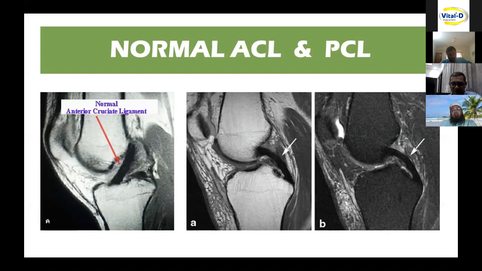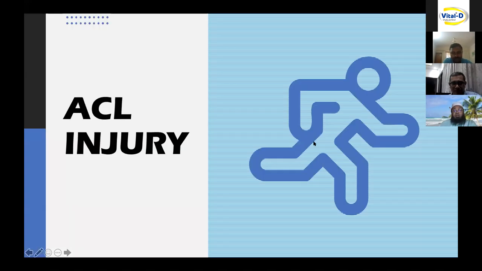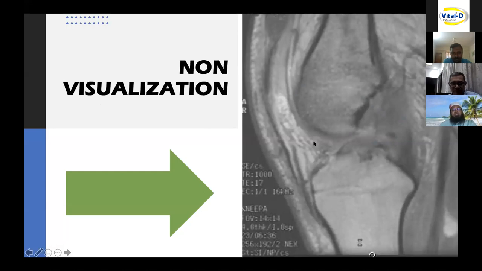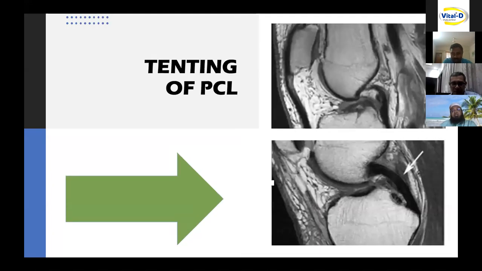Now I'll talk a little about the injury of ACL. Injury of ACL has many features, but the primary feature of ACL injury is the non-visualization of ACL. I have shown you that the ACL starts from here and goes upwards like this. But in this section, we don't see any part of the ACL. This is the non-visualization. Here, we also don't see the PCL. So this is a case of ACL injury. And non-visualization of ACL in any sequence is the primary sign of ACL injury.